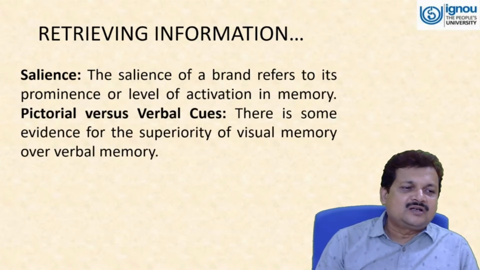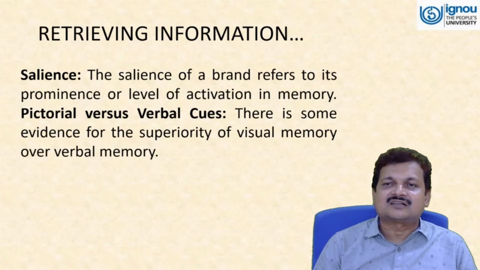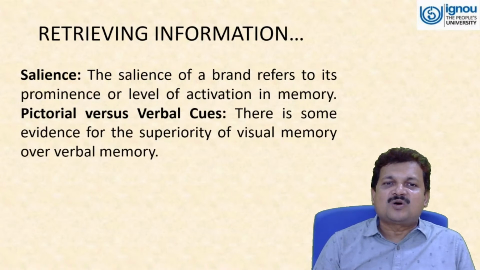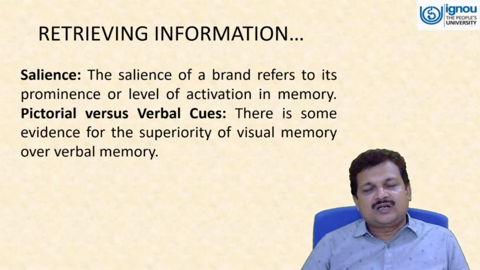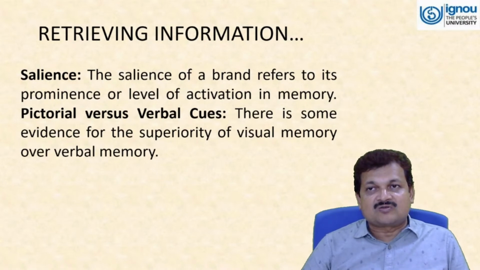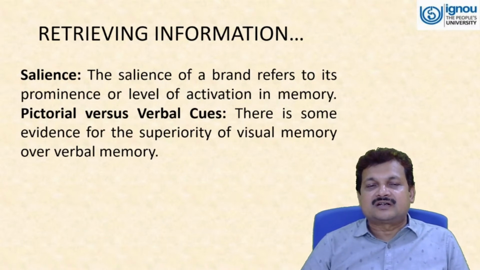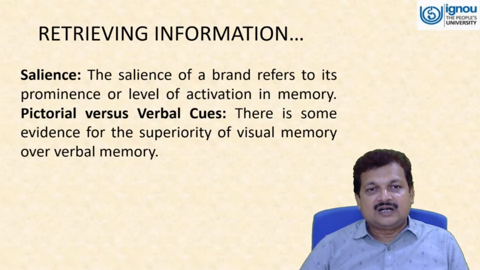Salience is that when we are trying to see any particular kind of product, two things are there. One is whether this is stored in a pictorial form or as verbal cues. Like when we are discussing animals and I talk about a lion or a tiger, automatically that picture comes to our mind: how it looks, how it roars, and all these things.